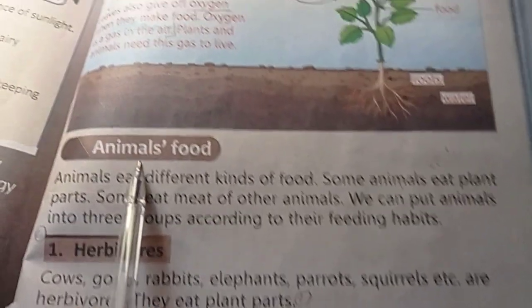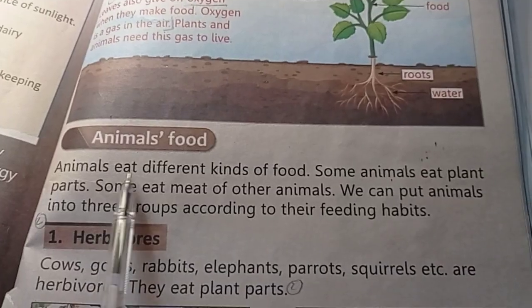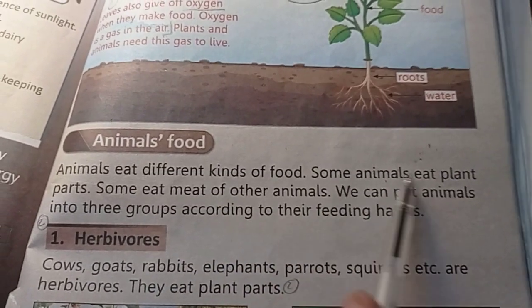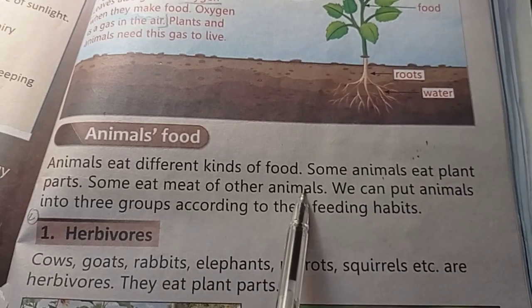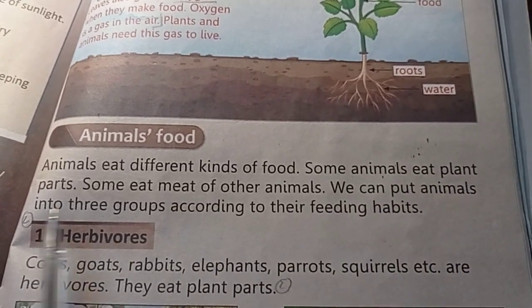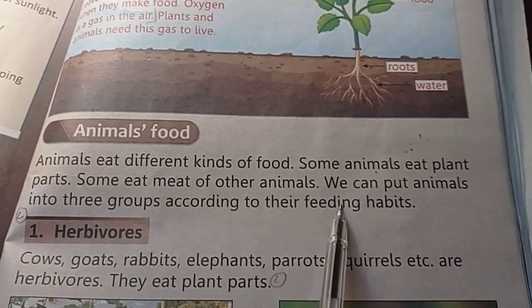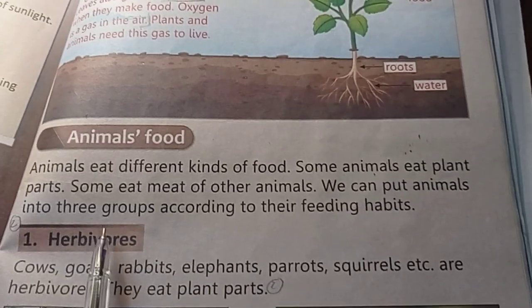Then come towards the animals' food. Animals eat different kinds of food. Some animals eat plant parts, some eat the meat of other animals. We can put animals into 3 groups according to their feeding habits. This you have read in your class too.